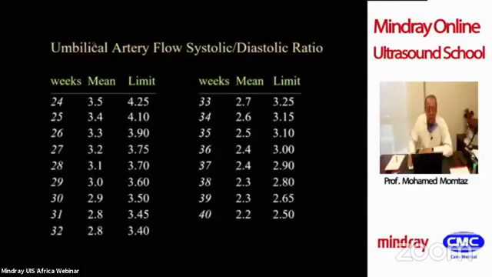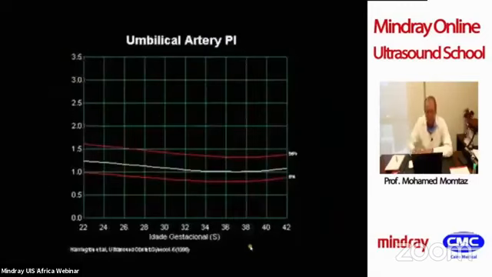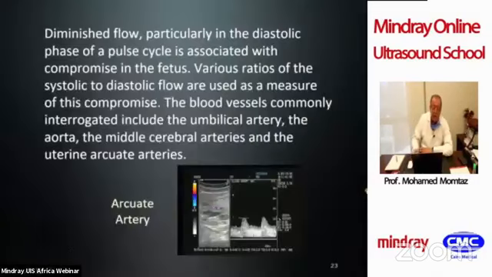As you can see, for example, the systolic over diastolic ratio with advancing gestation, usually at 24 weeks, the mean will be 3.5. At full term, the mean will be 2.2. So the ratios decrease with advancing gestation. Same applies to the PI. As you can see here, the PI at 22 weeks is around 1.2 and decreases gradually to reach around 1 at 36 to 37 weeks. So again, the PI decreases with advancing pregnancy.